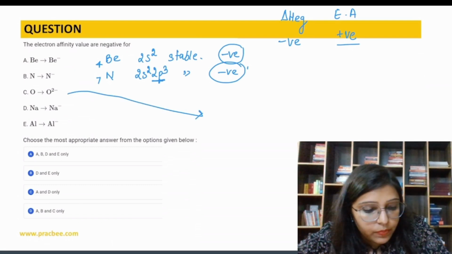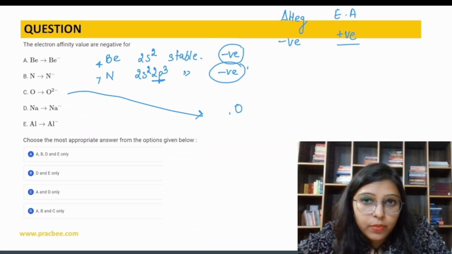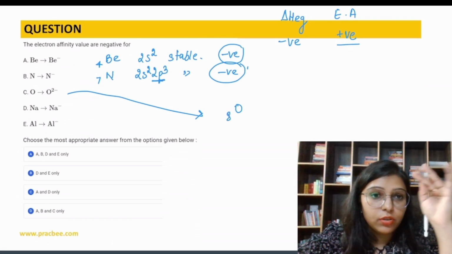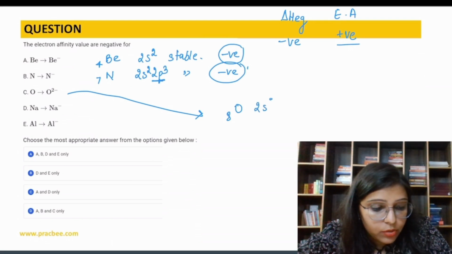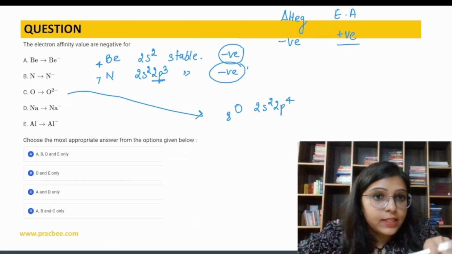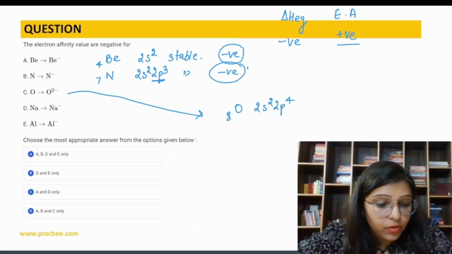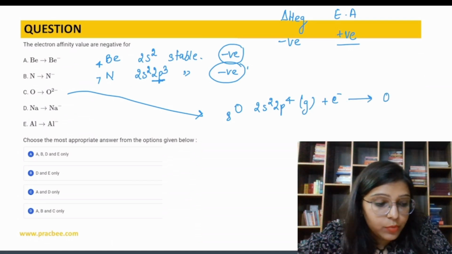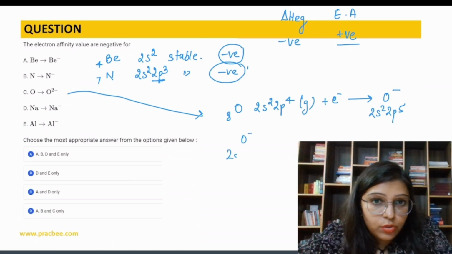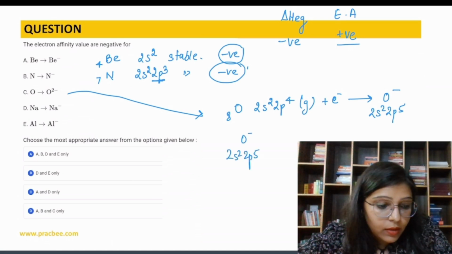So see, oxygen atomic number is 8. Hydrogen, helium, lithium, beryllium, boron, carbon, nitrogen, oxygen. So this is 2s2 2p4. So stepwise addition of electron happens, right? If oxygen is in gaseous state, it can add one electron and it forms O minus. So 2s2 2p5, right? Now O minus, which is 2s2 2p5.